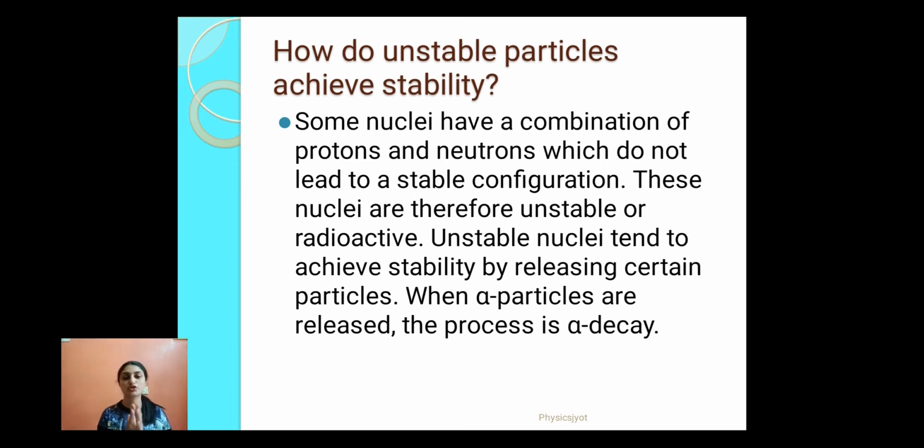Some nuclei have a combination of protons and neutrons which does not lead to a stable configuration, and these nuclei are known as unstable nuclei, or radioactive nuclei. Unstable nuclei may emit alpha particles, beta particles, gamma rays, or a proton, neutron, anything, and they will try to achieve stability. So as to achieve stability, the atom will release alpha particles. That particular process is called alpha decay.